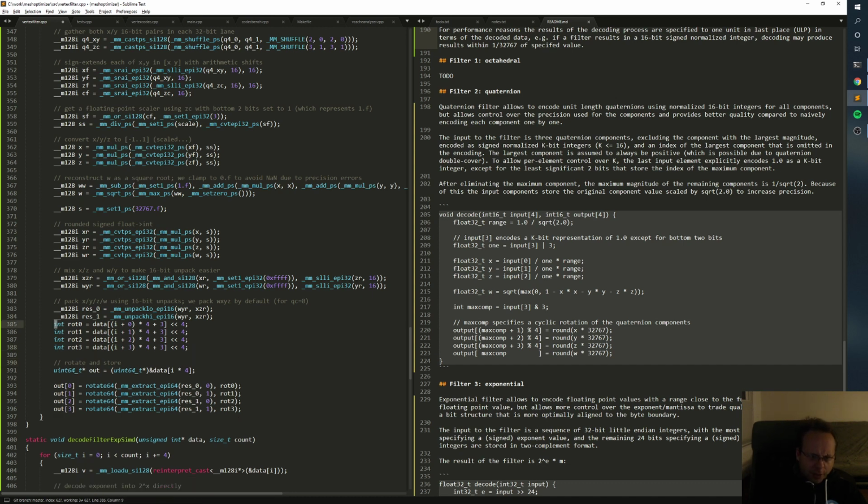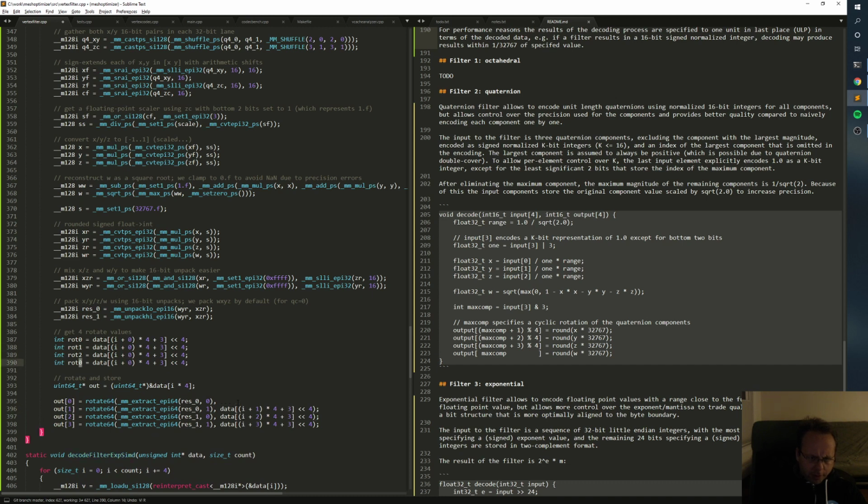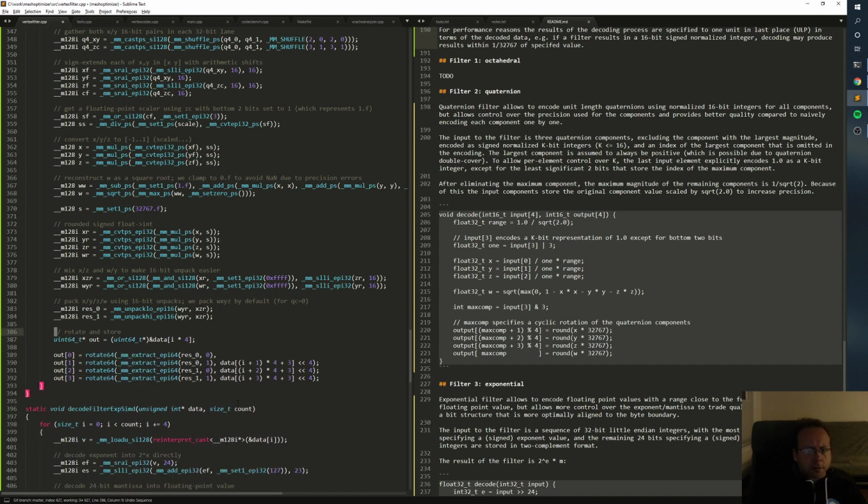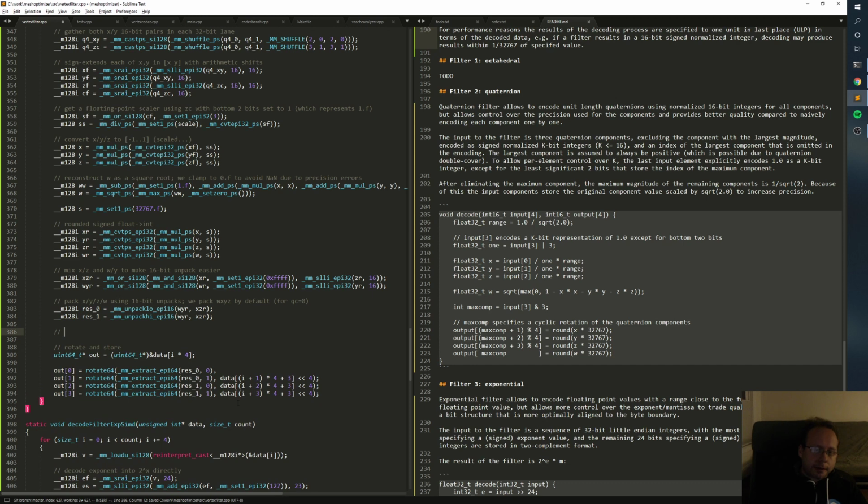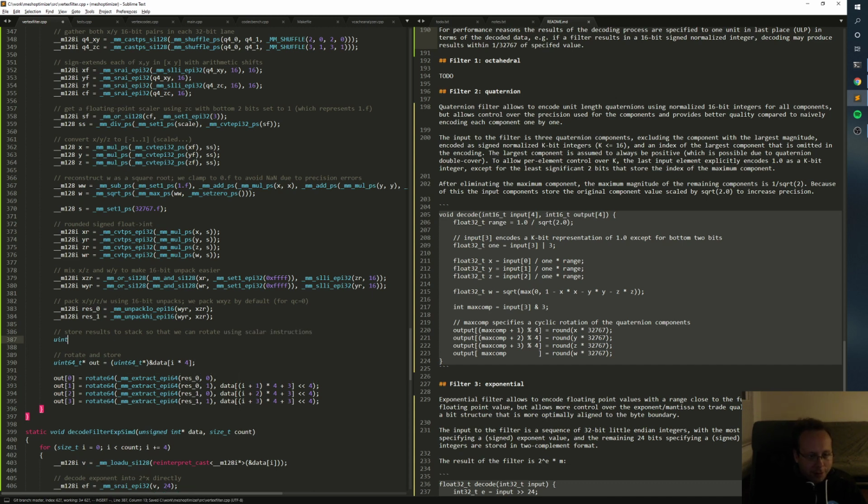Well, yeah, okay. I'm not doing the right thing, hold on. So basically we just need to store these to the stack and then we just load them, and that's it. Store results to stack so that we can load them and use scalar instructions.